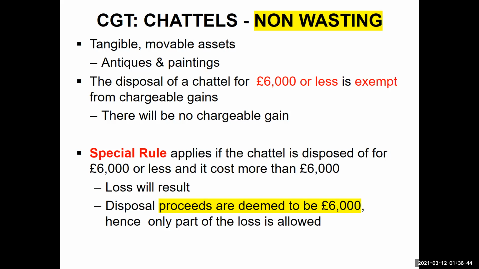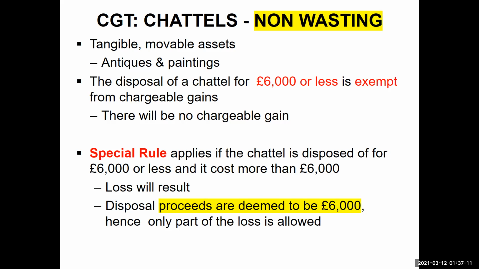Now, for chattels, we split them into two: the non-wasting and the wasting. Typically, the non-wasting chattels deal with tangible, movable assets, examples like antiques and paintings. Once the disposal of a chattel is for 6,000 or less, it is typically exempt from chargeable gains. There will be no chargeable gain arising from that.